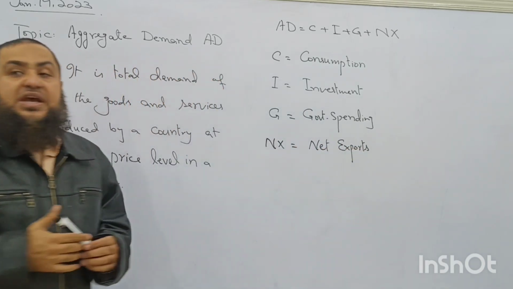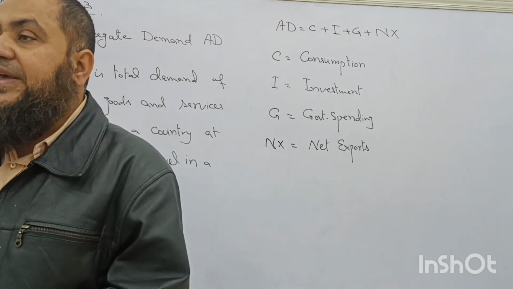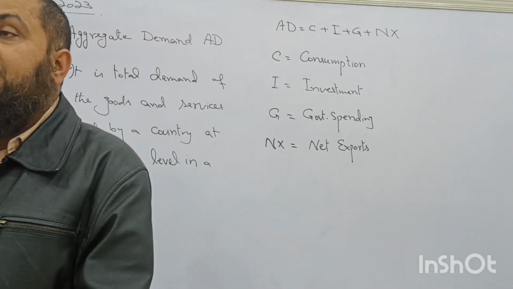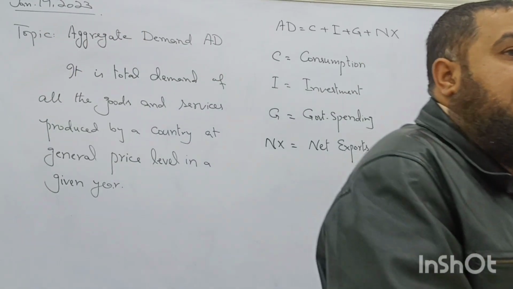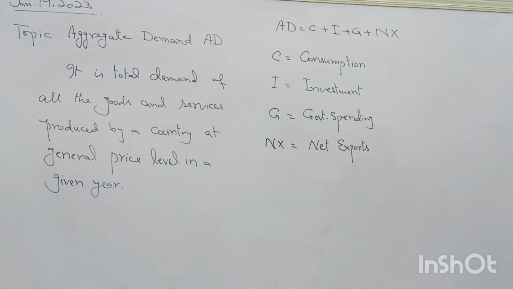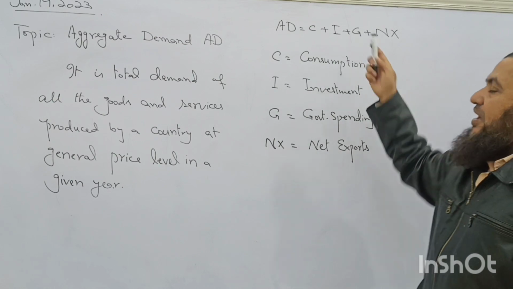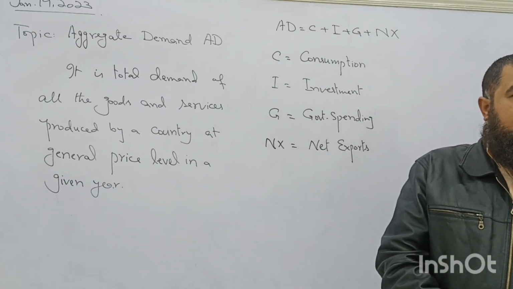Net exports means exports minus imports. If our goods are more demanded by foreigners, definitely our aggregate demand will increase. Clear? And on the other hand, if we are buying more imported goods, our aggregate demand for domestically produced goods will decrease, because we are buying the imported goods. So net exports are also part of aggregate demand.